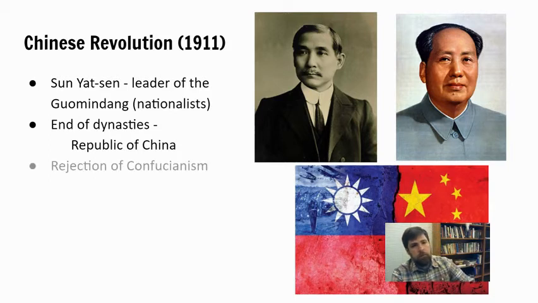This also, going along with this, was a rejection of Confucianism, which was the traditional belief system of China, and the civil service system that produced Chinese bureaucrats and government officials. They were all produced by the civil service system, and that tested their knowledge of Confucianism. So that was rejected and abolished.